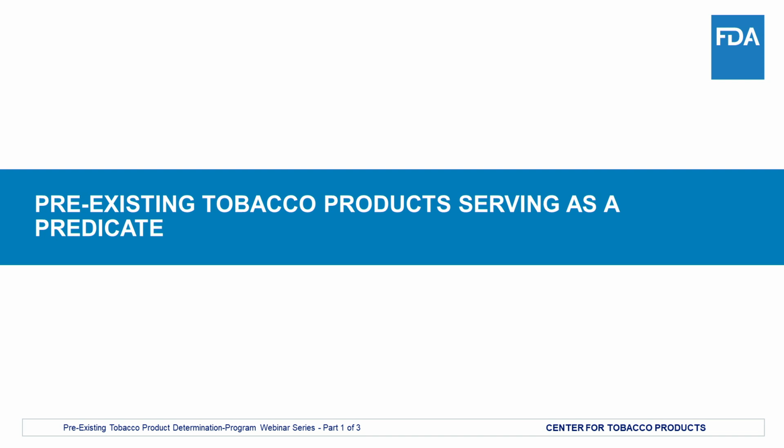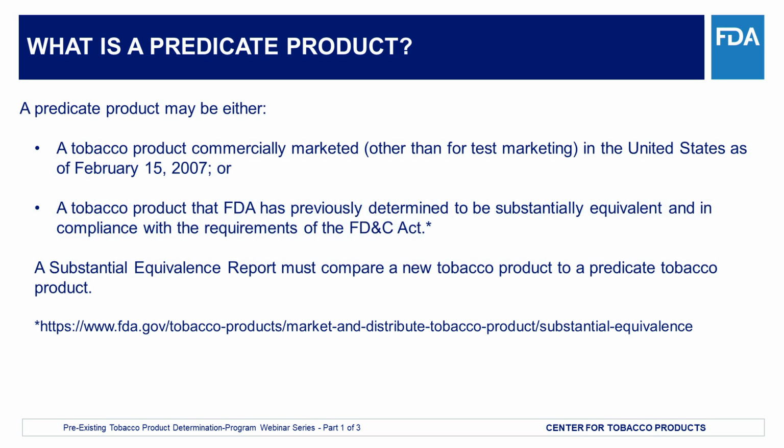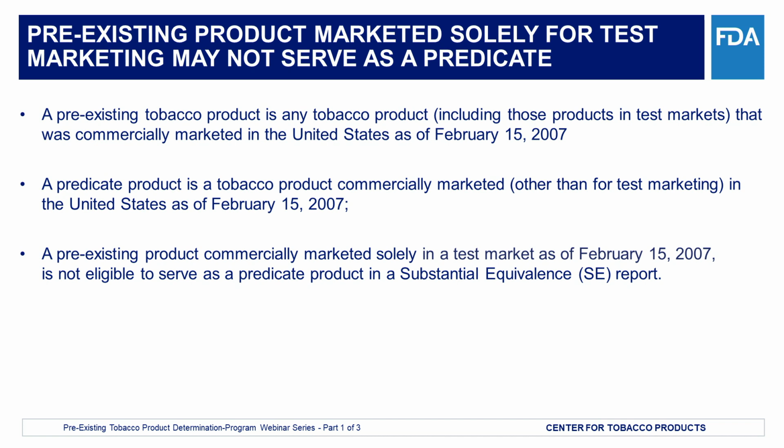Now we will discuss when a pre-existing tobacco product can serve as a predicate. A predicate product may either be a tobacco product commercially marketed, other than for test marketing, in the United States as of February 15, 2007, or a tobacco product that FDA has previously determined to be substantially equivalent and in compliance with the requirements of the FD&C Act. A substantial equivalence report must compare a new tobacco product to a predicate tobacco product. It is important not to confuse a predicate tobacco product with a pre-existing tobacco product.